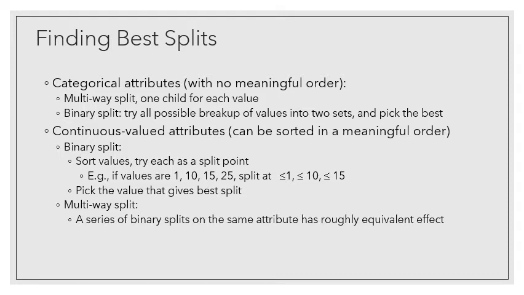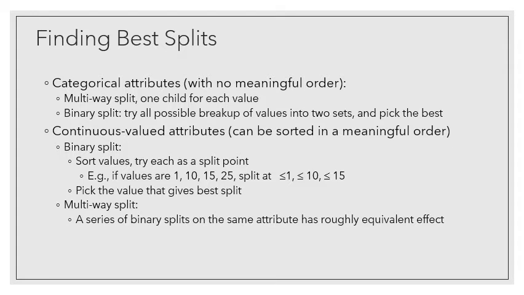Next, let's see how to find the best splits. Attributes can be either continuous valued, that is, the values can be ordered in a fashion meaningful to classification, such as age or income, or they can be categorical, that is, they have no meaningful order, such as department names or country names.